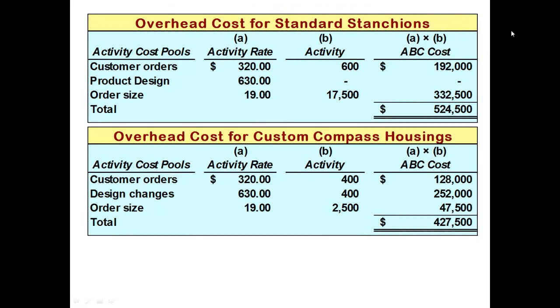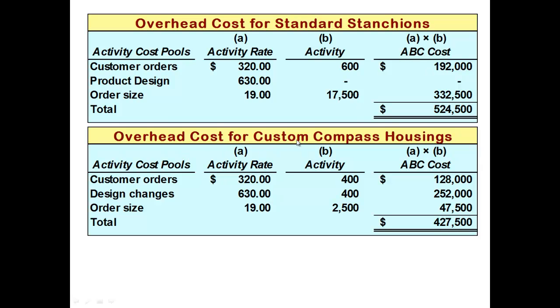Here we're breaking up the cost between two different products. We have a product called Standard Sanctions and a product called Custom Compass Housings. When you take the customer orders, if the activity rate that we calculated before was 320 and there were 600 customer orders related to Standard Sanctions, then the activity-based costing cost is going to be $192,000. That's the activity rate times the activity.